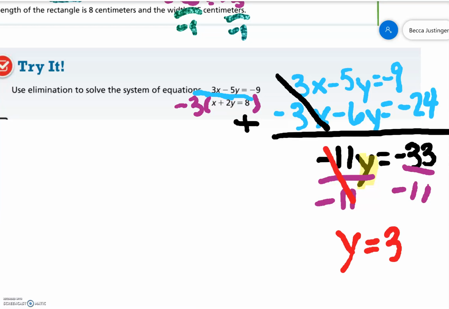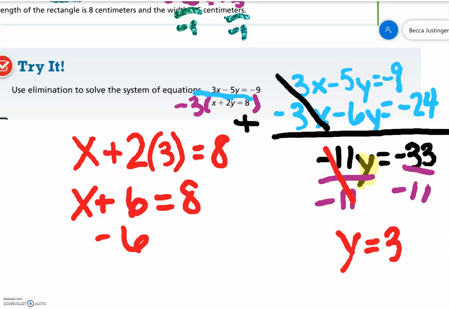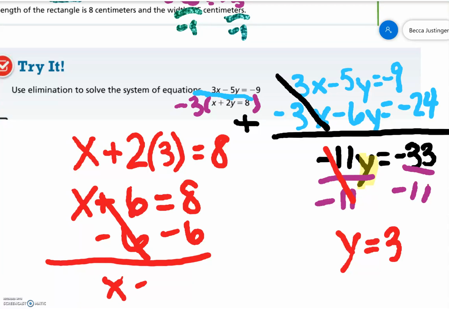Not done. Again, pick an equation, doesn't matter which one, both will work. I'm going to use the bottom one, seems easier. x plus 2, instead of y, I'm going to put 3 equals 8. PEMDAS, I'm going to multiply first. x plus 6 equals 8. Subtract 6 from both sides. This cancels. x equals 2. So our solution is 2, 3.